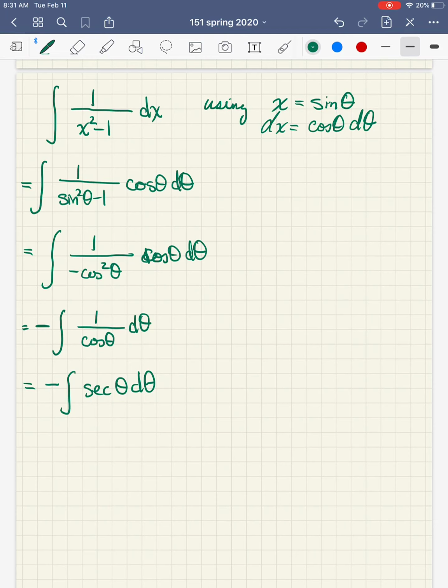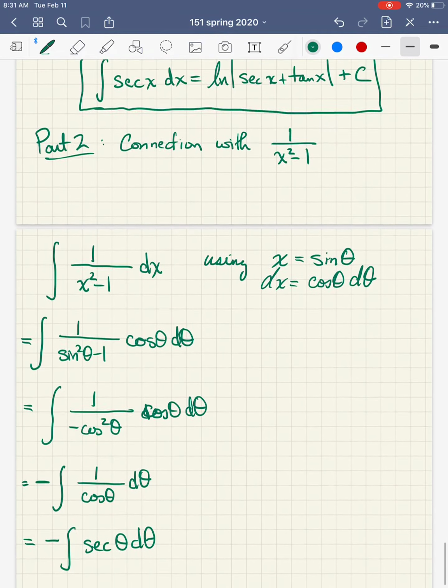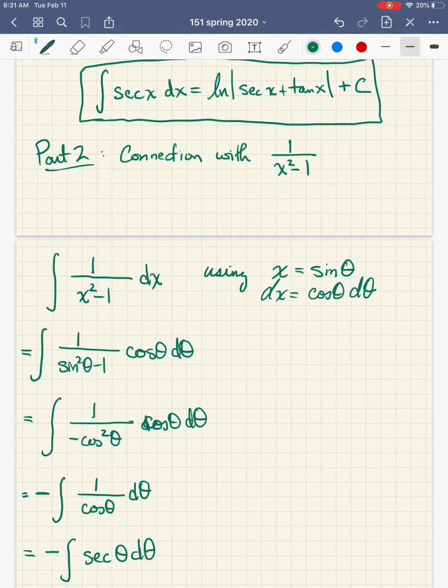Now, luckily, I just worked out what the antiderivative of secant was. It fits just at the top of this screen, so let me fill that in over here. I have a negative sign, so that's negative the natural log of secant of theta plus tangent of theta plus c.